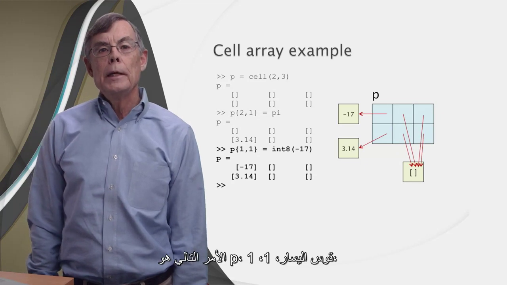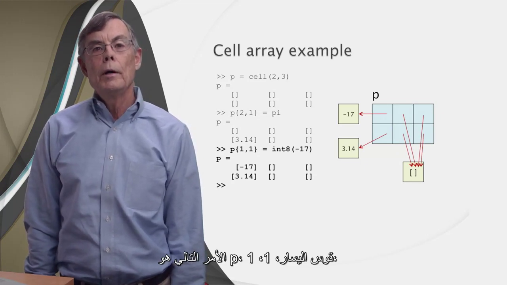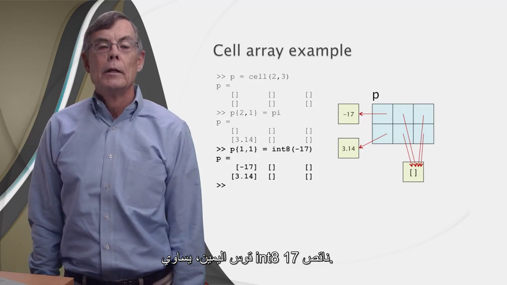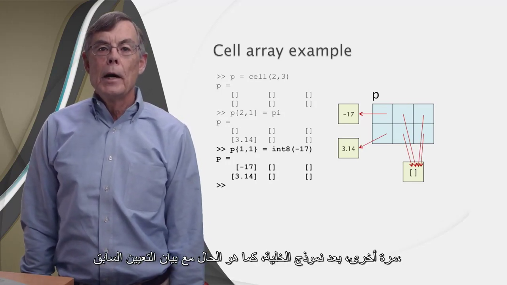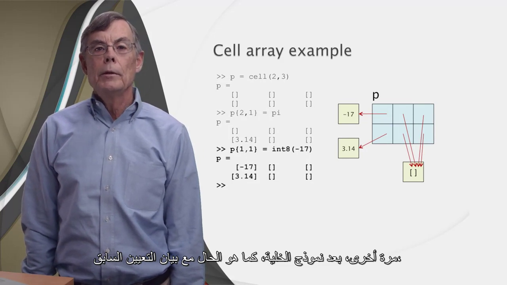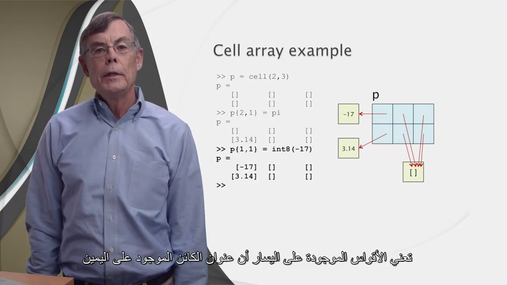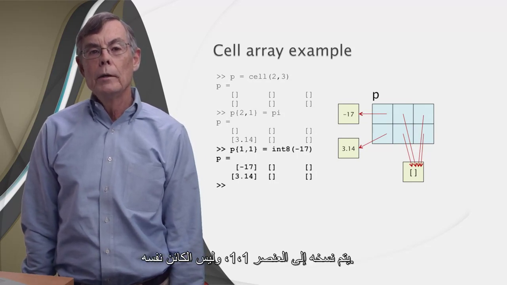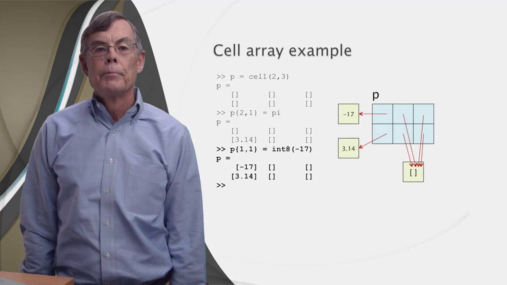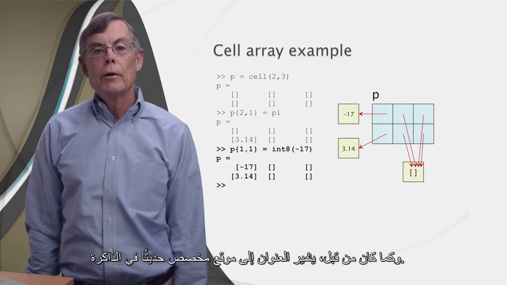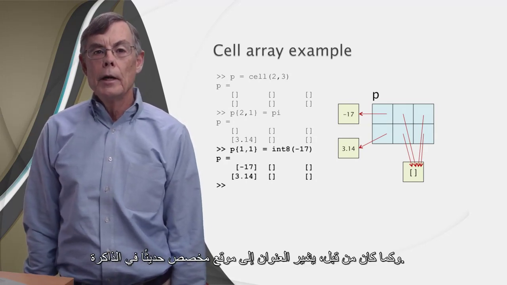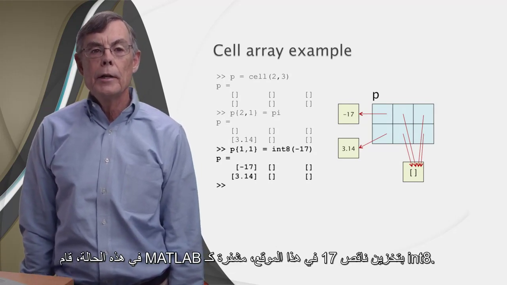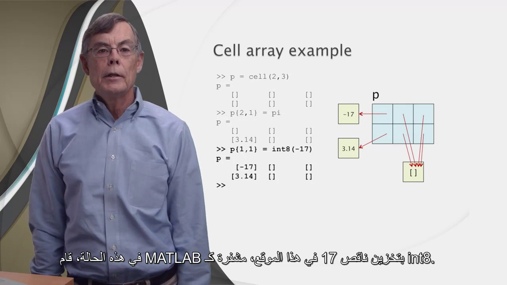The next command is P{1,1} = int8(-17). Again, following the cell model, as with the previous assignment statement, the braces on the left mean that the address of the object on the right is copied into the element 1,1, not the object itself. And as before, the address refers to a newly allocated location in memory. In this case, MATLAB has stored -17 at that location, encoded as an int8.